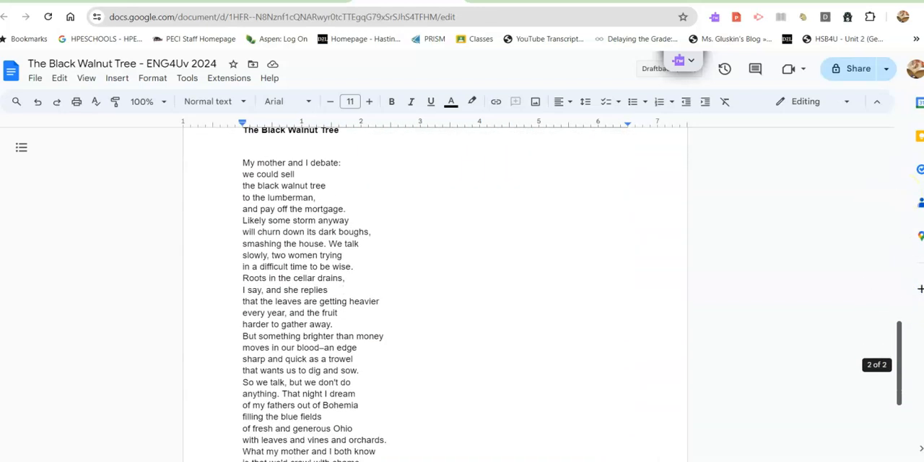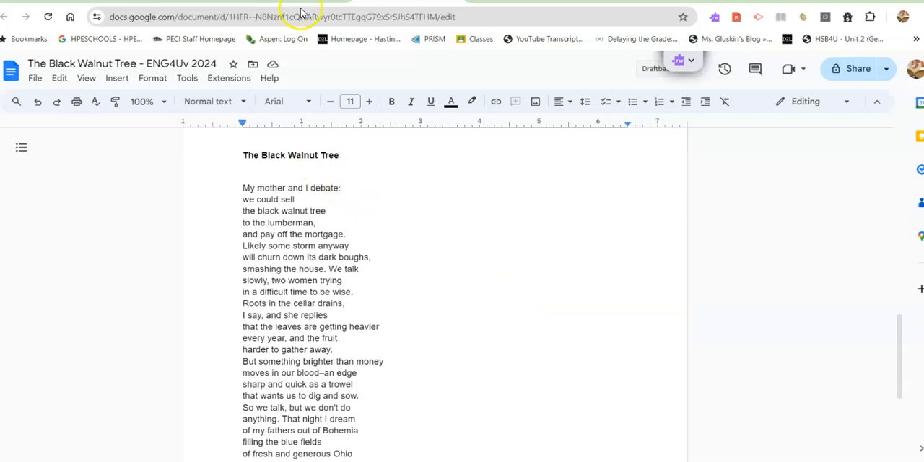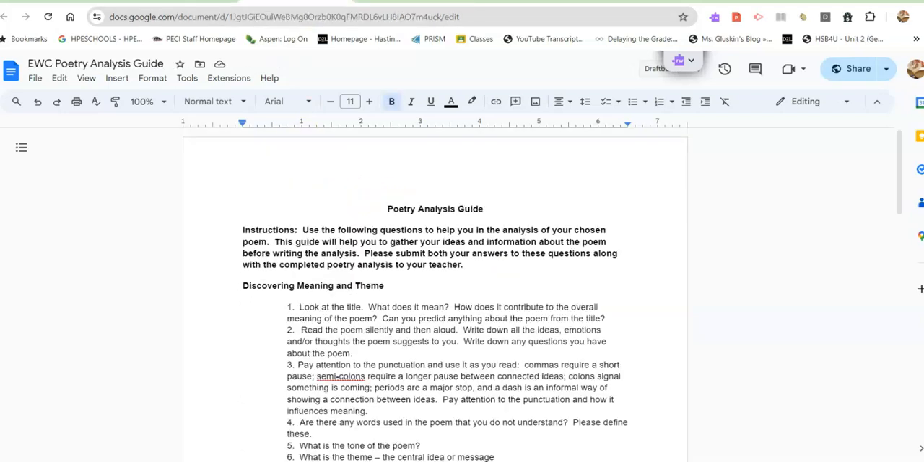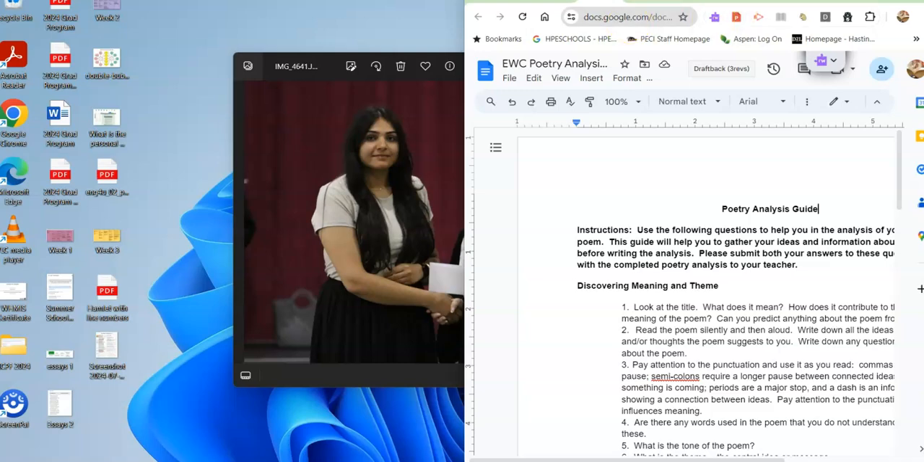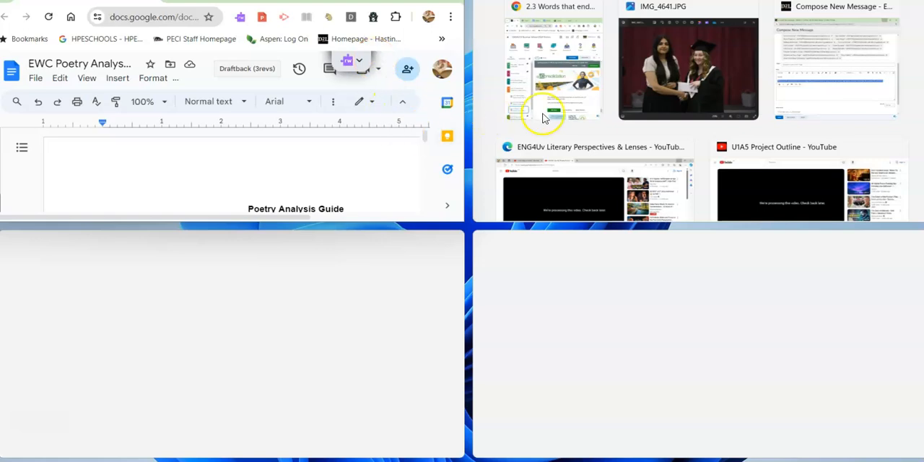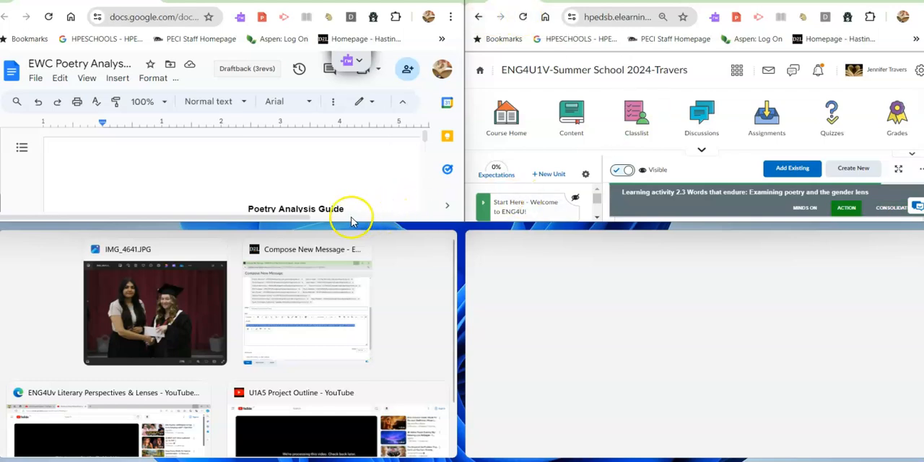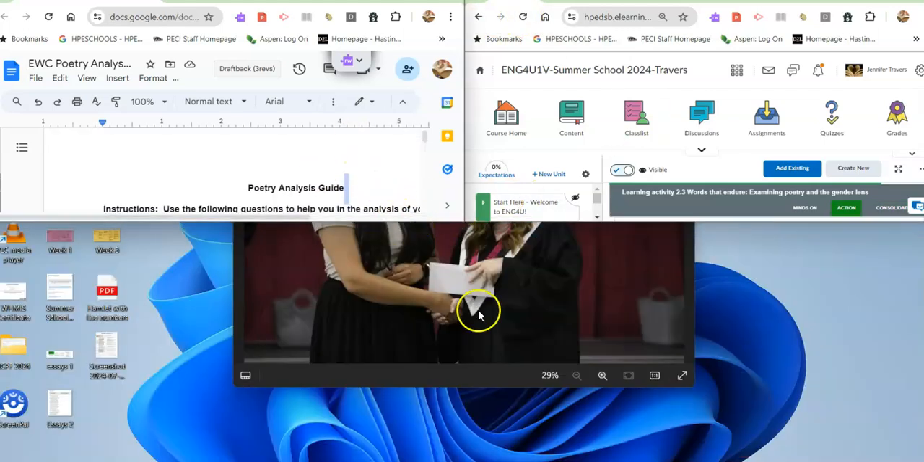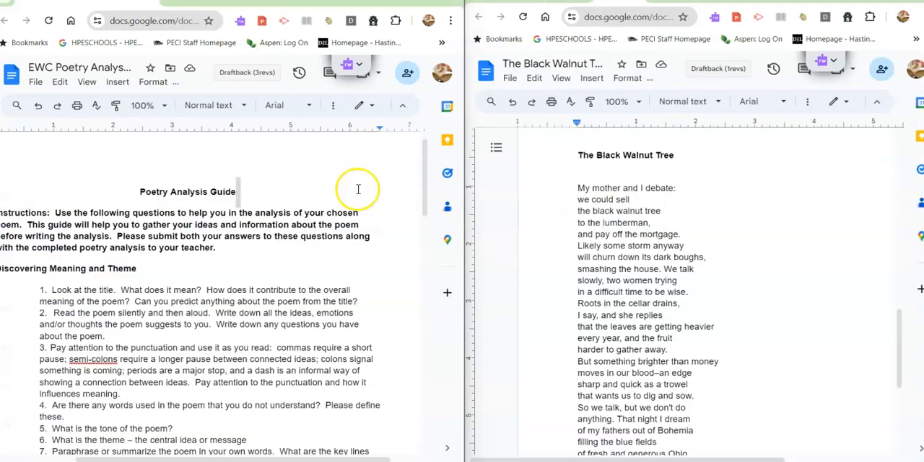So I'm going to show you just by using this poem and using this guide that I'm going to provide in the daily agenda, that you can actually go through this guide. It's a step-by-step guide. I'm going to see if I can do a split screen here. So I'm going to have the poetry analysis guide over at the side here. I'll bring up this one, and sorry about that. And I've been doing some editing. There we go. So now I've got a split screen, so I've got the two of them.